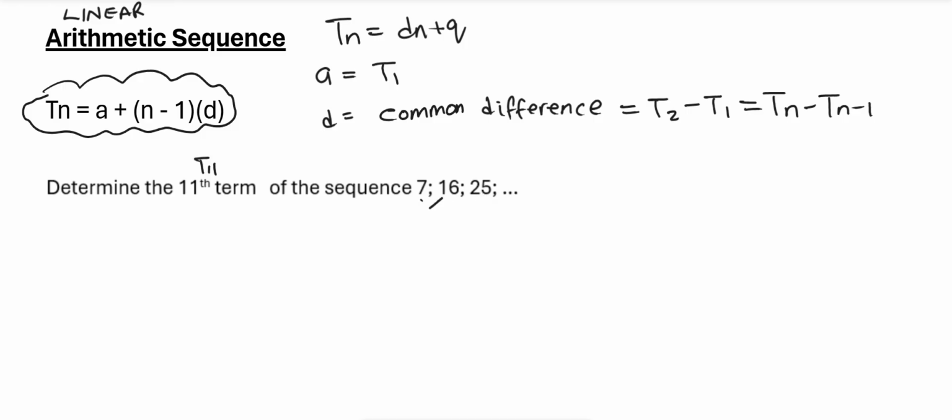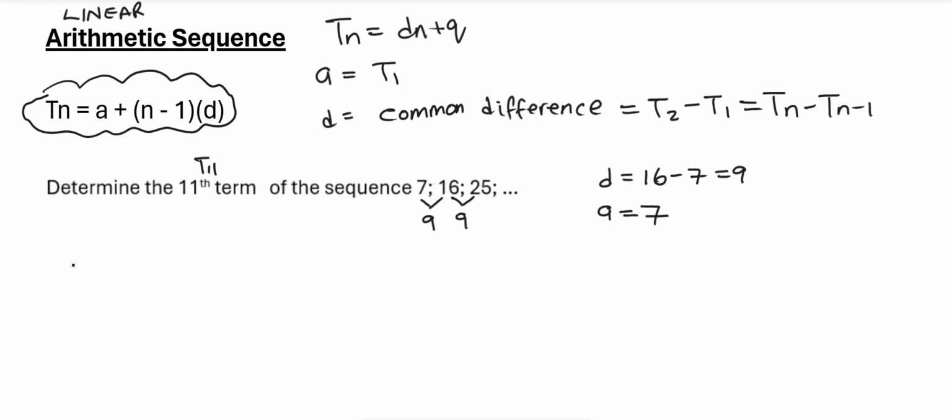So we know that for a pattern, we first need to find our common difference. We start by saying d = T2 minus T1, which is 16 minus 7, and that gives us 9. The same is the case for 25 minus 16, and we get 9. So therefore d is equal to 9. And what is the first term of this pattern? Our first term is equal to 7.